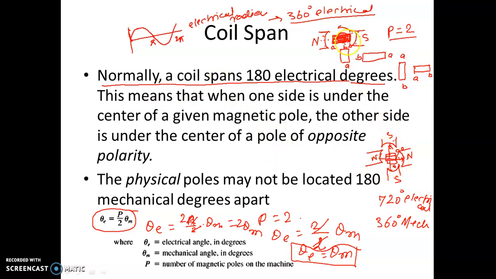One north-south pole pair, as I explained here, constitutes 360 electrical degrees, and the voltage induced in this conductor will be like this. So this is the difference between mechanical and electrical angle.